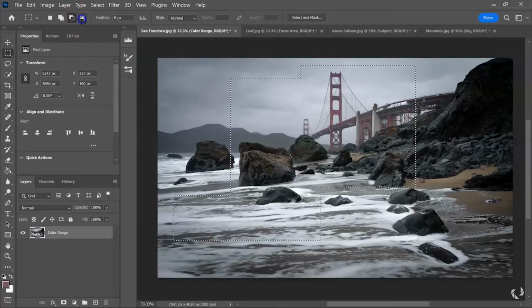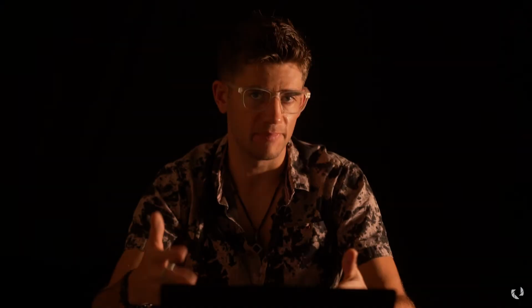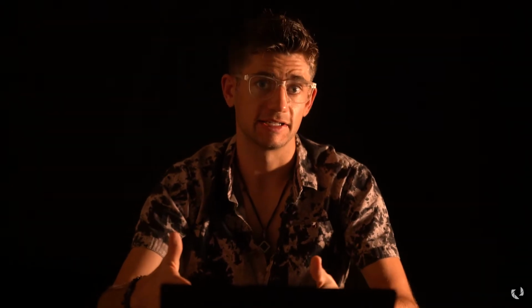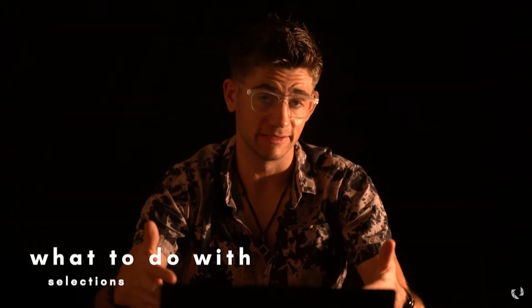I could also do an intersecting selection, which will only select where these two boxes are intersected. So it just selected that middle patch there. So that's the very basics of selection. So next step, you're probably wondering, what do I do with these selections?